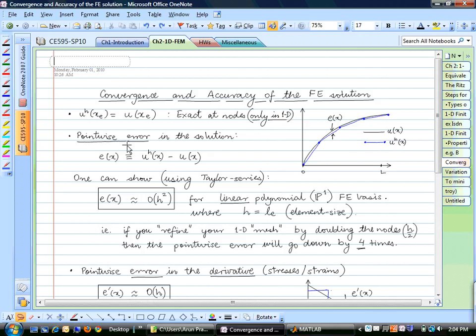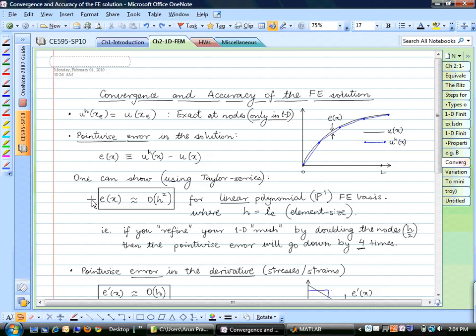Then we are going to also define something called a point-wise error. So obviously the error at the nodes is 0, but how about the error between the elements? If you pick some point arbitrarily along the domain x, we can define our error as the finite element solution minus the exact solution. Whenever I write three triple lines, what I'm saying is defined as. So error is defined as finite element solution minus exact solution.